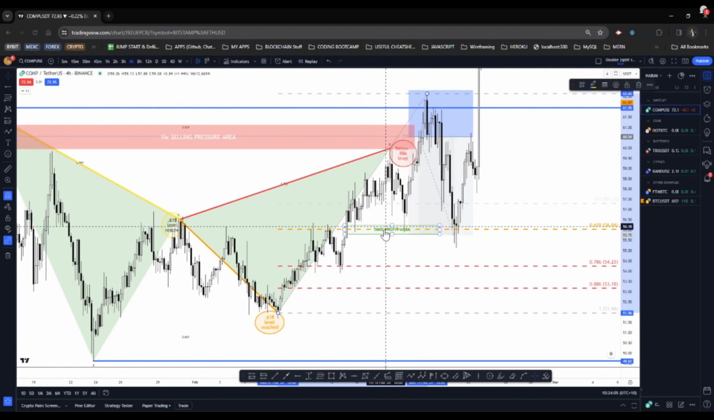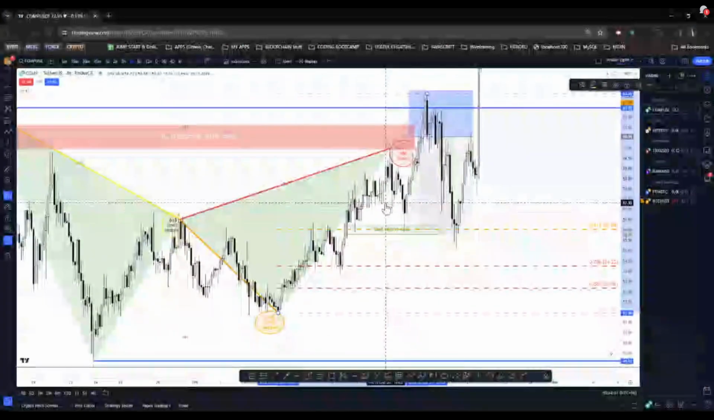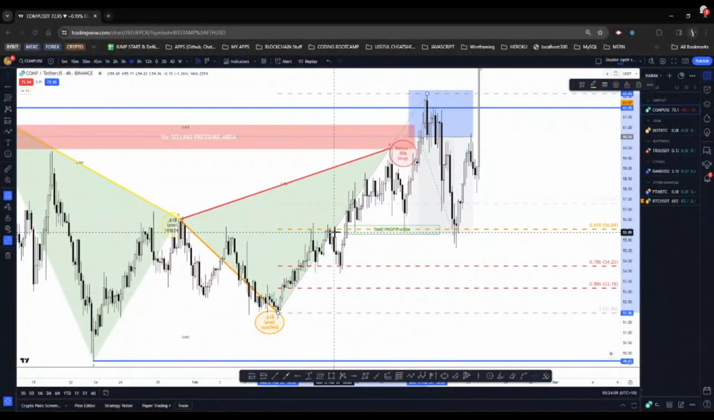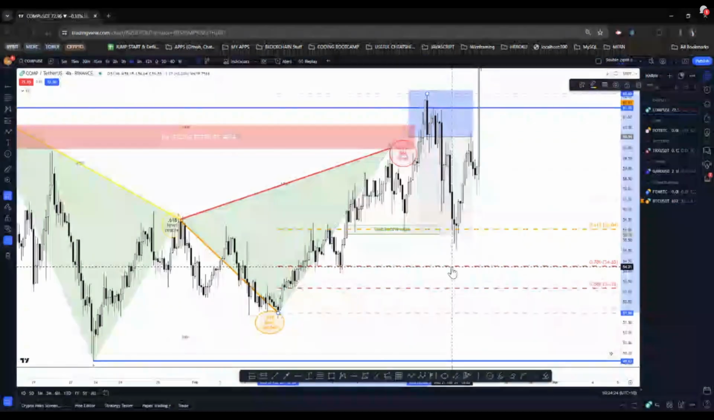Between the 50 and the 618 usually is where I take profit. In this case, you can see I chose the 618 because I saw this liquidity as potential double low, equal lows, however you want to call them. I'm sure if you took them. Between 50 to 618 is what I recommend doing. You can go down to the 786 if you want.